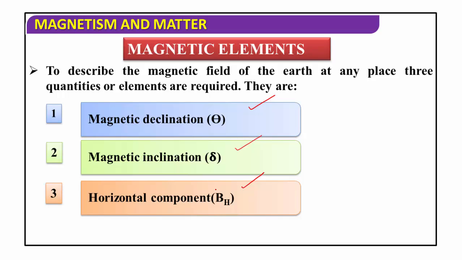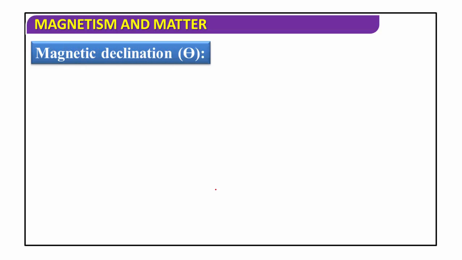To describe the magnetic field of the earth at any place, three quantities or elements are required. Remember these three points. It is a fixed 1 mark question: define magnetic declination or magnetic inclination or the horizontal component of the earth's magnetic field. The 1 mark question is fixed for your annual exam on this concept. Okay. Now we will see the definition of magnetic declination.